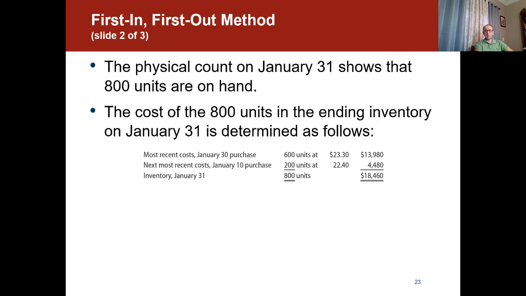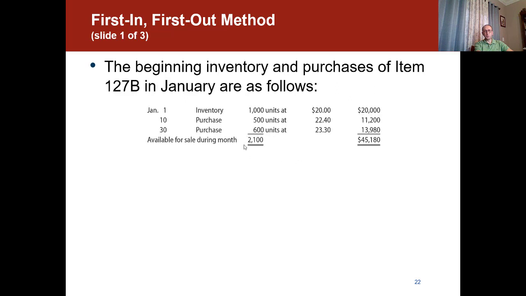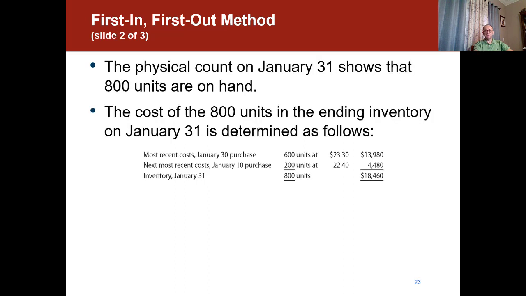The physical count on January 31st shows that 800 units are on hand. So let me just go back one slide. We had 2,100 units available for sale. When we did the physical count, we found that our leftover inventory is 800. So how many units were sold? It's basically the difference between 2,100 and 800, which is 1,300 units. The cost of the 800 units in ending inventory on January 31st is determined as follows.